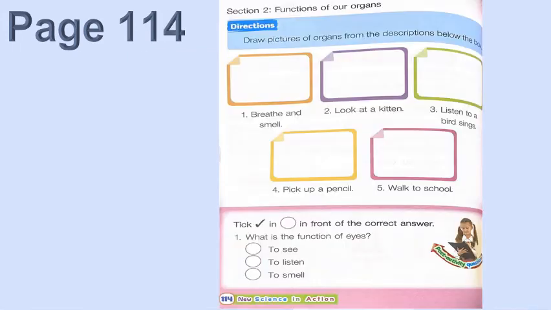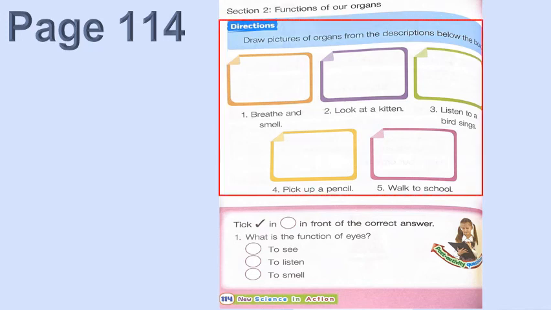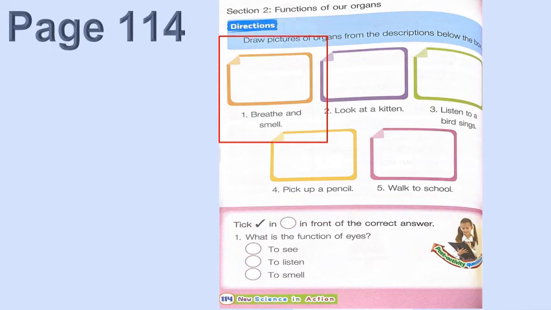Page 114. Draw pictures of organs from the descriptions below. Number 1. This organ is used to breathe and smell. What is it? Yes, you're right, it's nose. So please draw a nose.